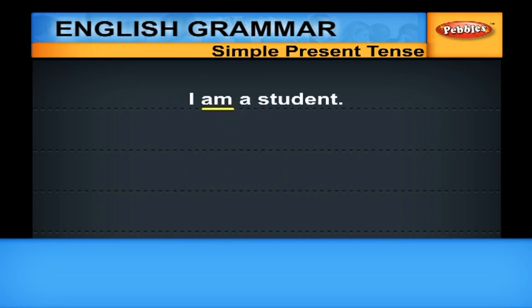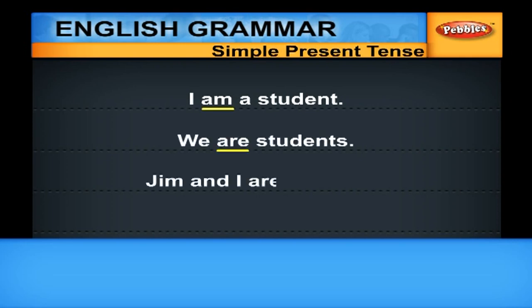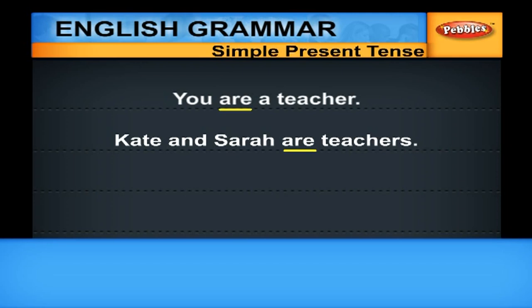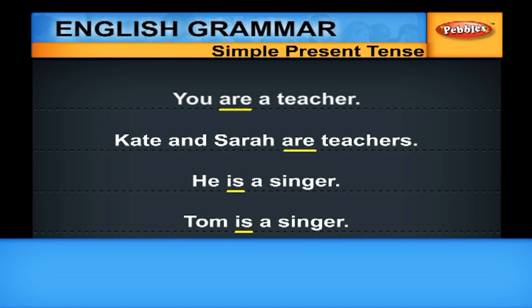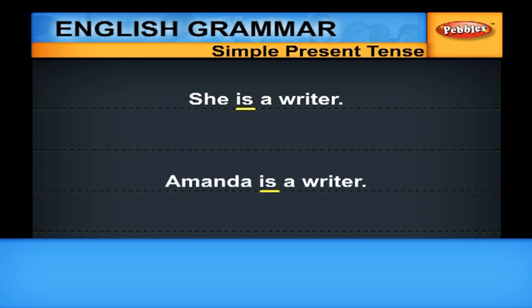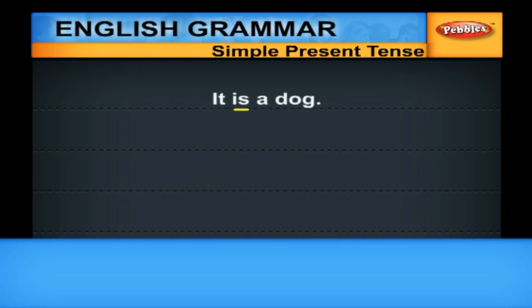I am a student. We are students, or Jim and I are students. You are a teacher. Or Kate and Sarah are teachers. He is a singer. Or Tom is a singer. She is a writer. Or Amanda is a writer. It is a dog. They are cats.